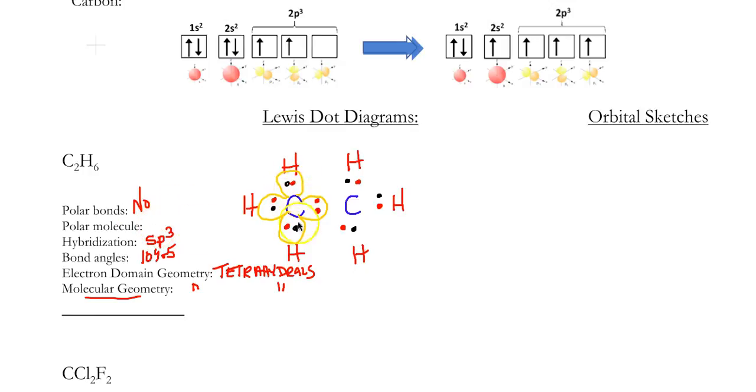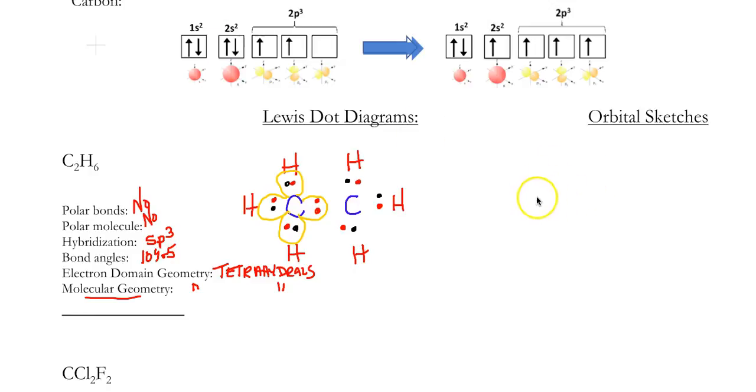Polar molecule? Well, the answer is going to be no as well, because these electrons, even though you might think they're being shared unequally, and they're not, are basically spread out evenly throughout. We can say it's very symmetrical. So let's get to the orbital sketch. Okay, and let's start with our carbons.